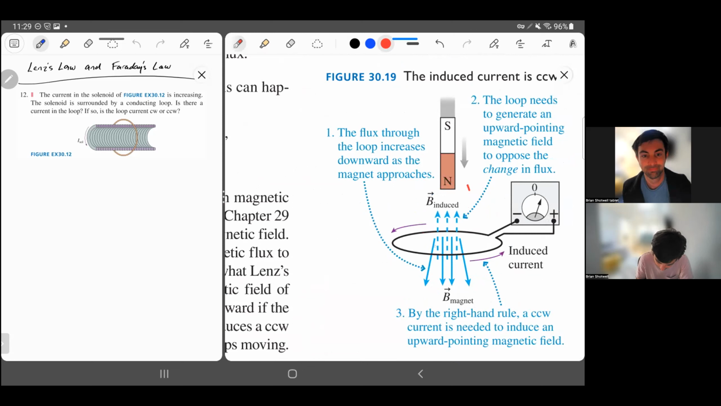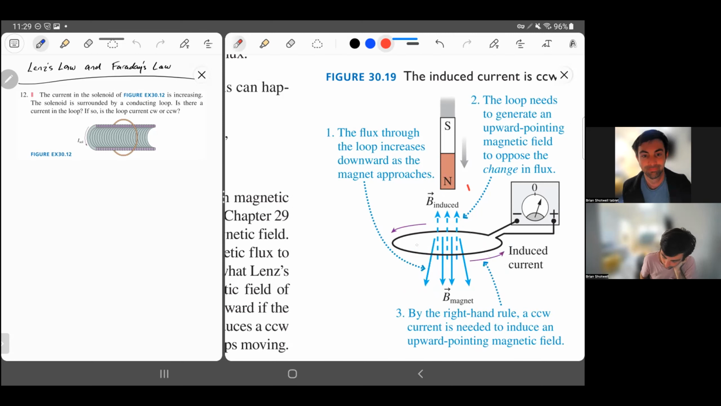So if there's an increasing flux, if the magnetic field is getting stronger and stronger down through this loop, the loop is going to create its own current in such a way that it's going to be in the direction opposite the field. Because if it's getting stronger and stronger down, the loop doesn't like the change. And so it's going to produce its own field in the direction opposite.